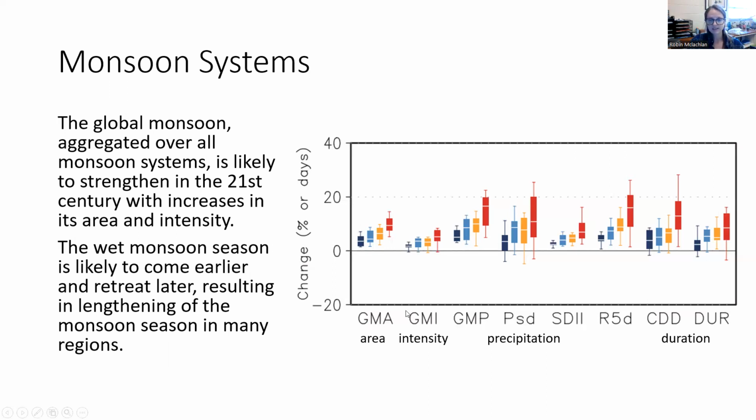So in this graph, you can see all of these different climate models that look at different variables being the area, the intensity, the amount of precipitation, and the duration. And you can see that every single one of these variables is increasing through time due to climate change.